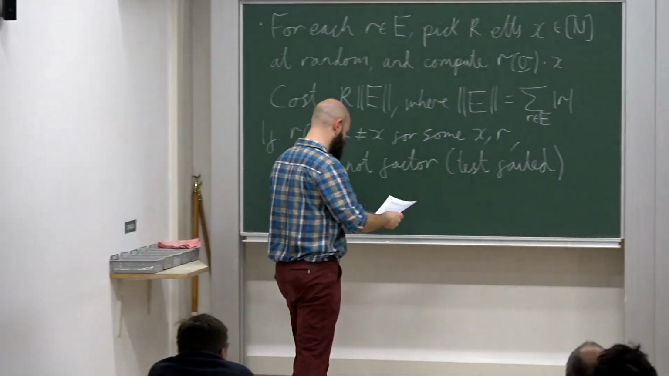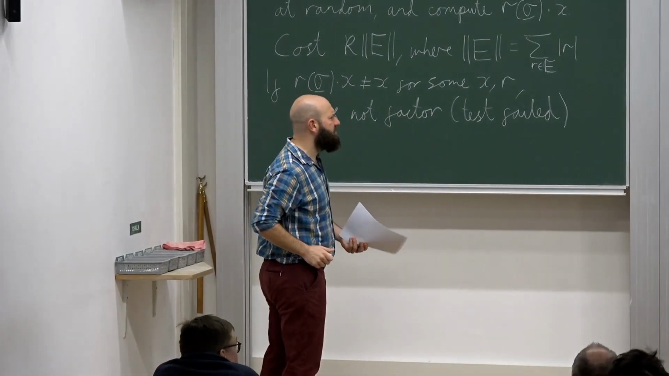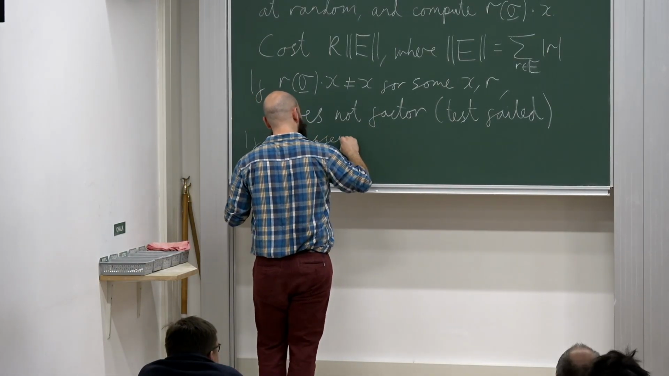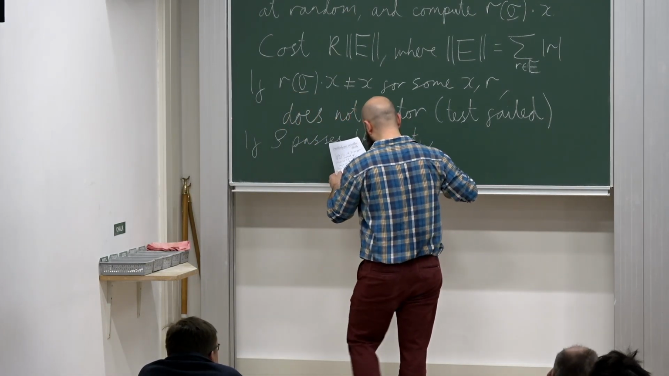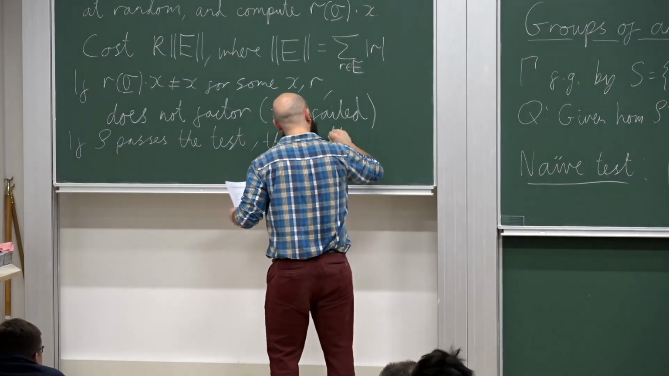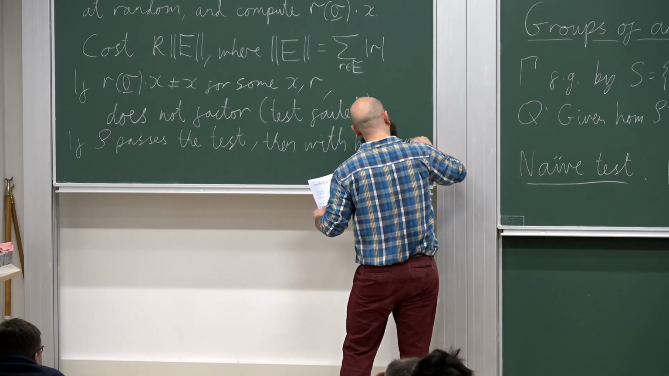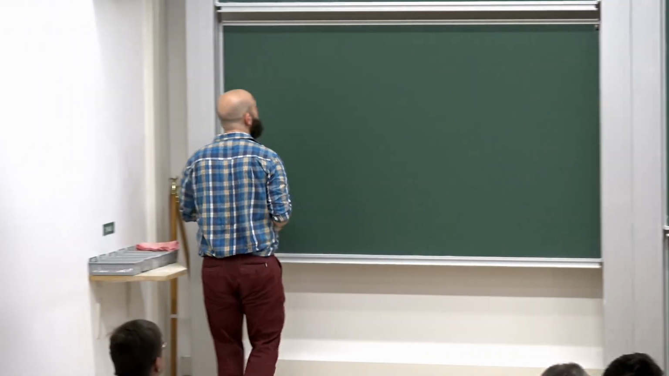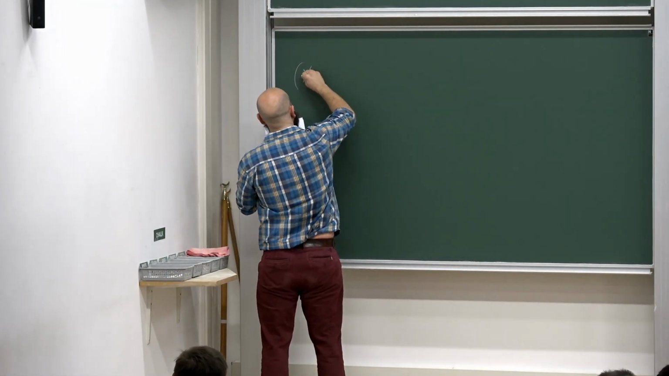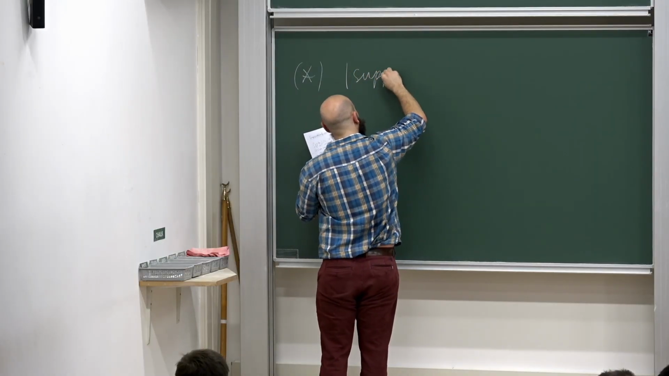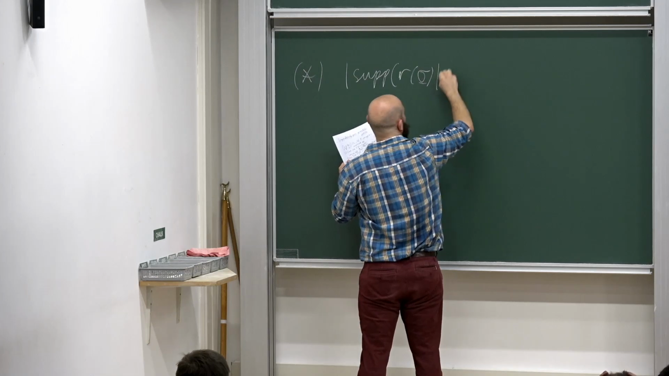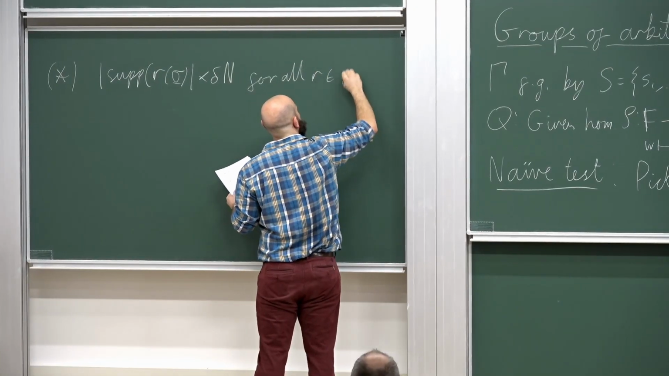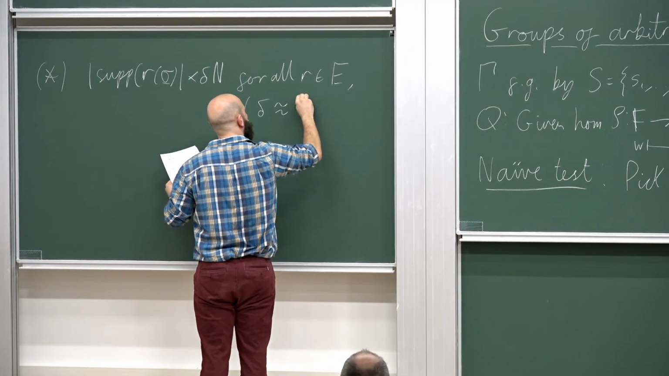If the test is passed, then can we conclude that rho does factor through pi? Well, not quite. What we can conclude instead is that with high probability, we have the following conclusion. This is conclusion star, that the supports of the rho of the R of sigma are small, namely that they're at most delta n for all relators R in the set E, and this is for delta approximately 1 over k.